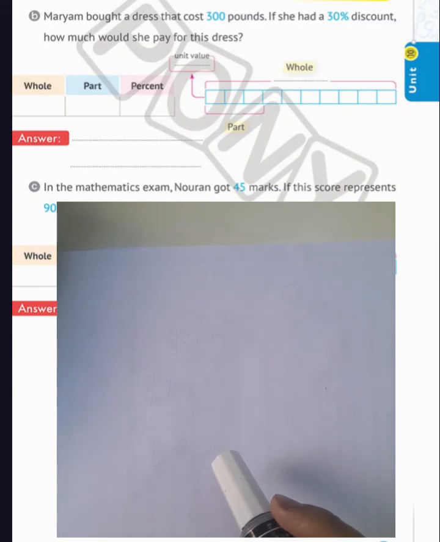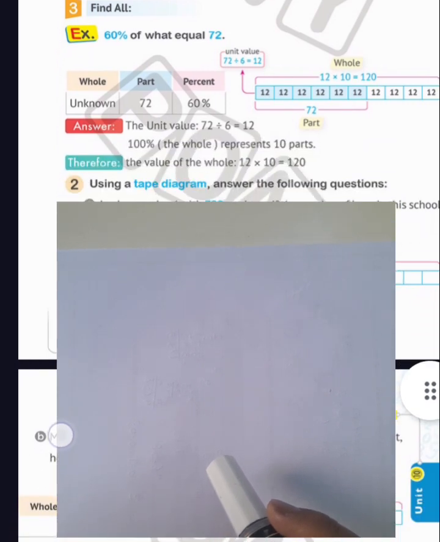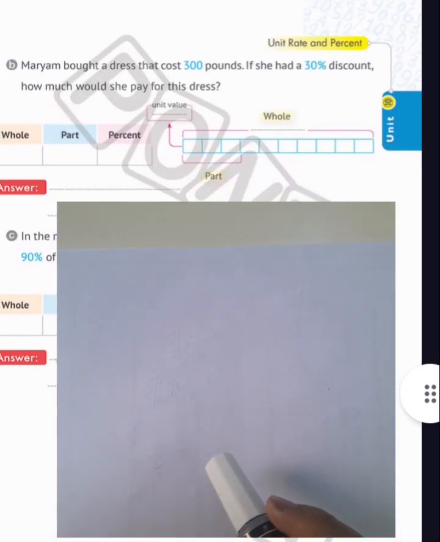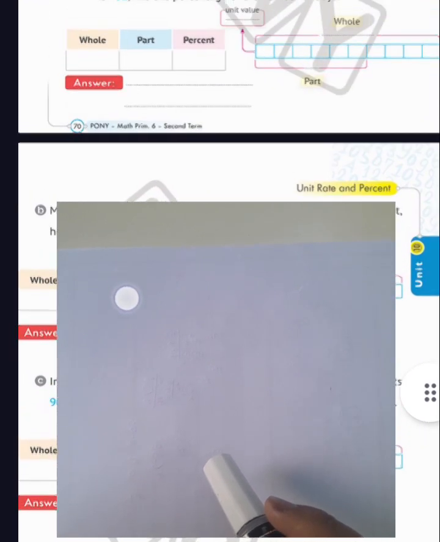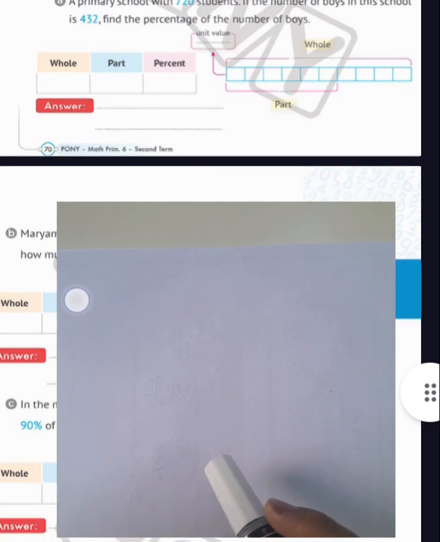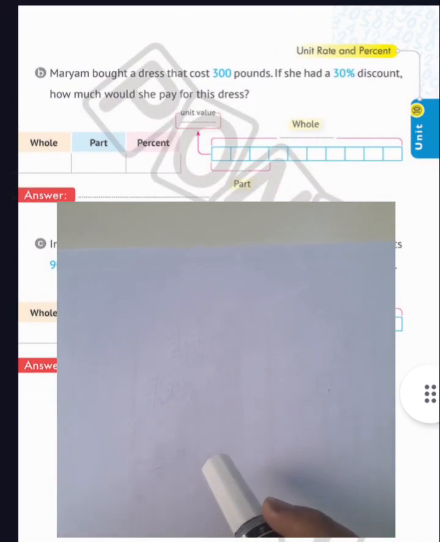Solve page 71, unit 10, complete with me using the bar models, such as question letter A and B. You want to use a tape diagram to answer the following. We will complete the result. In the last video I solved question number 2, letter A. Now we will solve letter B.